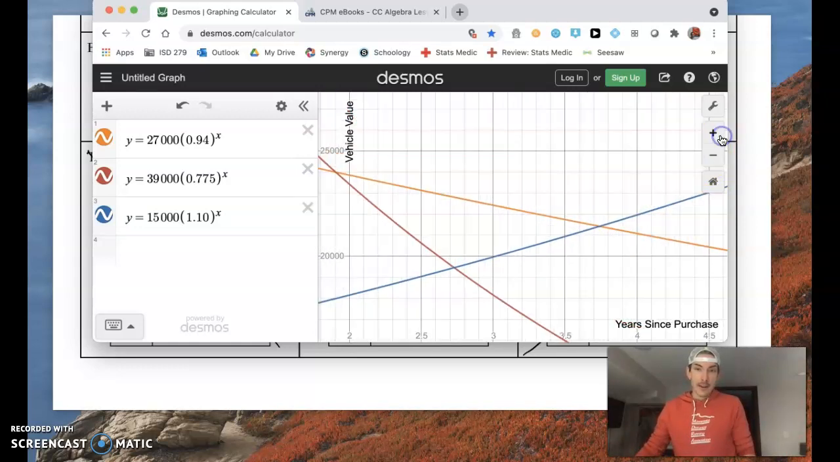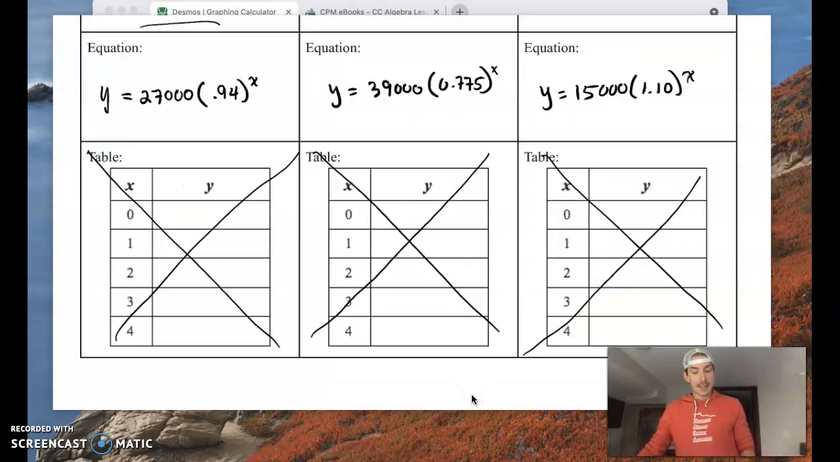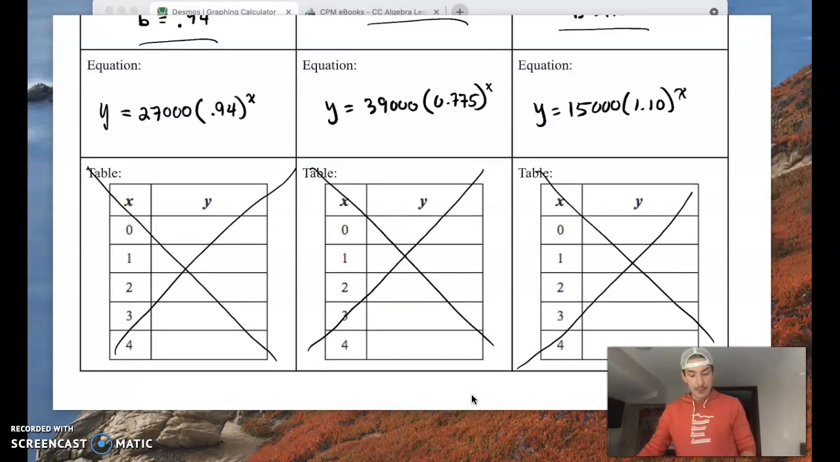I'm going to zoom in on where these things start to intersect, and what I see here is a gray dot. And what this tells me is that everything to the right of this is where the Ford is increasing. So after about 3 years and 9 months, 3.739 years, I know that the value of the Ford will have the greatest benefit to our car buyer. And that's one of those things that she's really got to consider here. Unfortunately, all of these car values come with distinctly different starting prices: a $27,000 car, a $39,000 car, and a $15,000 car.